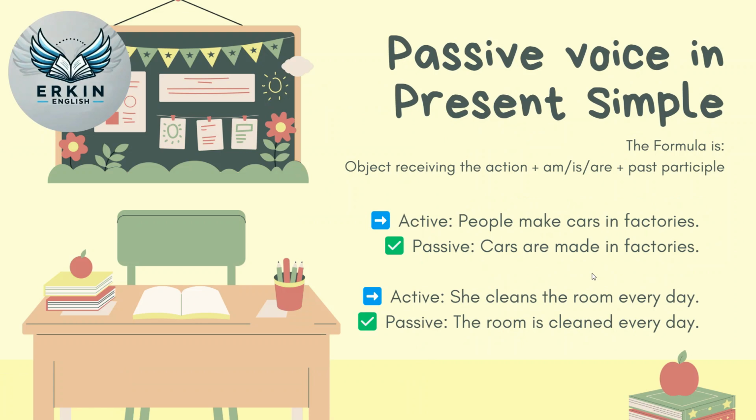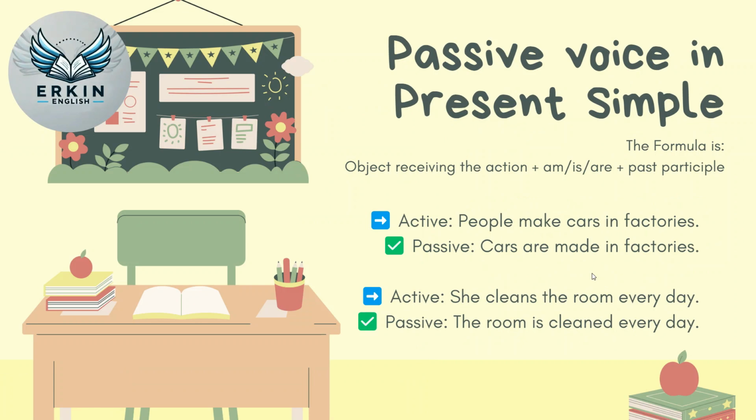Let's look at an example. Imagine you're in a bread factory. Every day, workers make thousands of loaves of bread. You could say "workers make bread every morning," which is spoken in active voice. Or you could say "cars are made in factories," spoken using passive voice. Here, we don't really care about who makes the bread. The focus is on the bread itself.